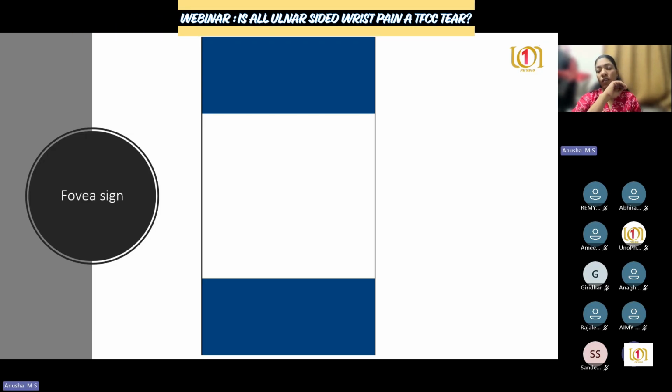So TFCC fovea sign, very important. Where you have to palpate is between the styloid, flexor carpi ulnaris, and below the pisiform. You have to go to the soft spot and press. If there's tenderness over that area or reproduction of pain, that means the TFCC fovea sign is positive. That shows there's an injury to the TFCC. So these are the two injuries we see in the upper story. So what about the middle story? Let's see.